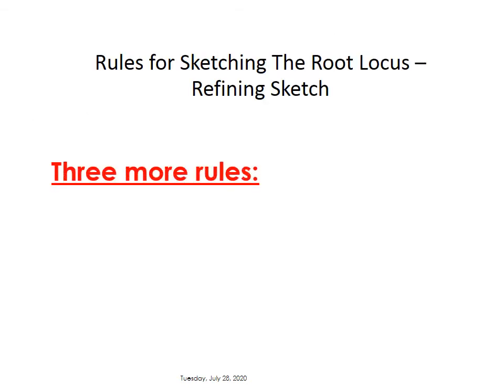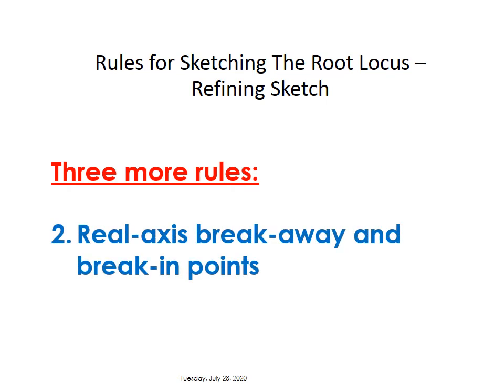So there are 3 other rules. The 4-5 rules that we have stated just now are basically the most basic and the most important ones to let you pre-sketch root locus branches. But there are 3 more rules that you need in order to refine the sketch. So this part we call refining the sketch. There are 3 more rules.